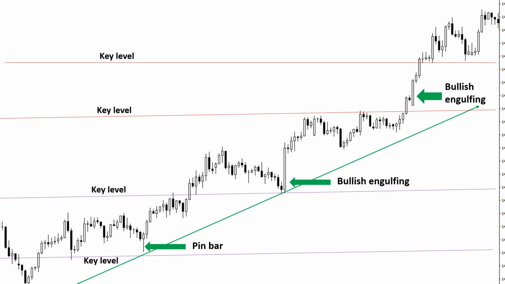We can find similar setups in a downtrend market where bearish engulfing and pin bar, including other candle patterns mentioned in this video, can produce selling signals at the market key levels.